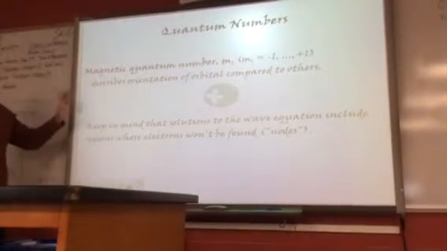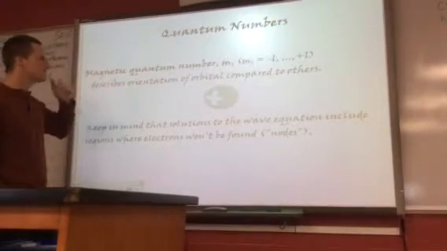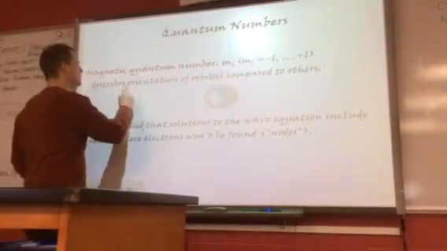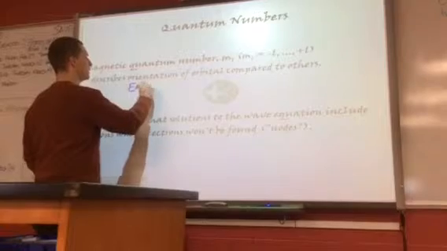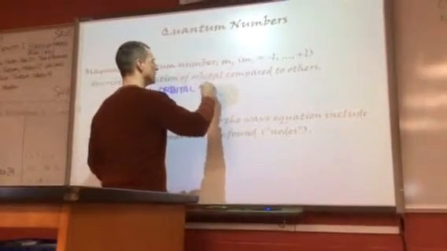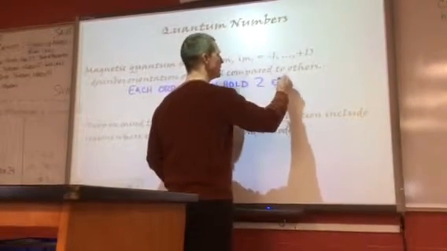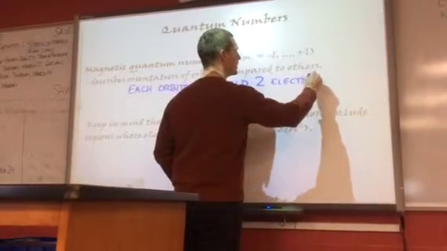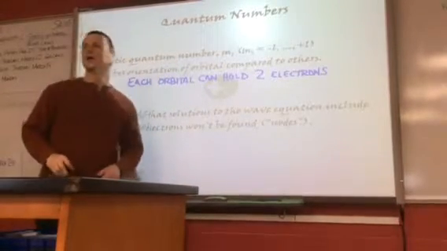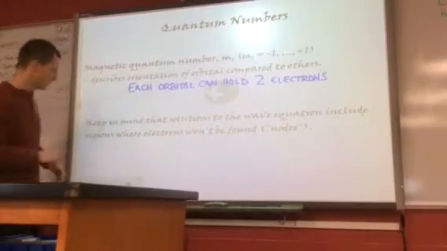Okay, fourth quantum number is very simple. Write one more thing down for yourself too. Each orbital can hold 2 electrons. That's going to give us the up-down arrows. You remember doing the arrows.